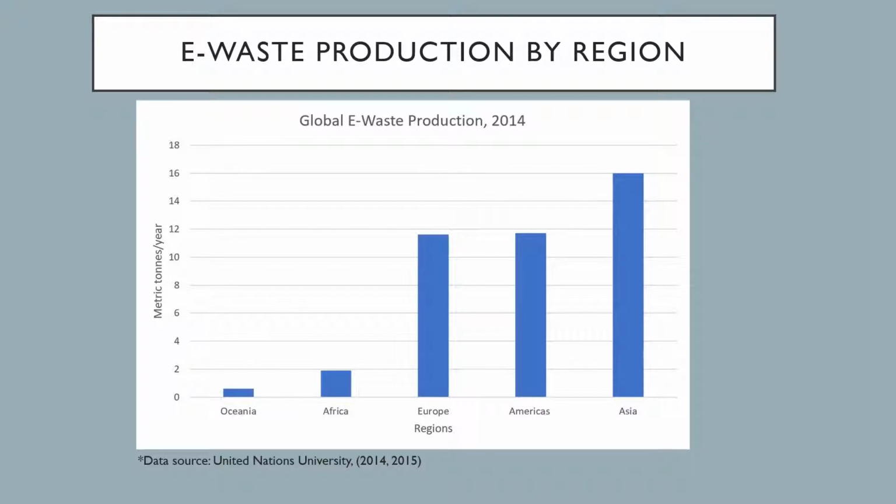So, e-waste production by region: as of 2014, Asia was the highest in millions of metric tons per year at 16. Europe and the Americas were relatively tied with one another, and they fell second in place to Asia at roughly 12 million metric tons per year.